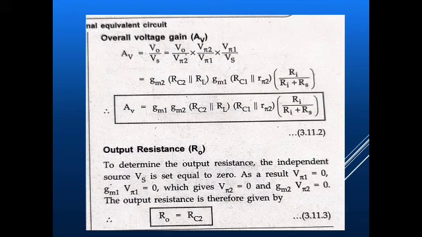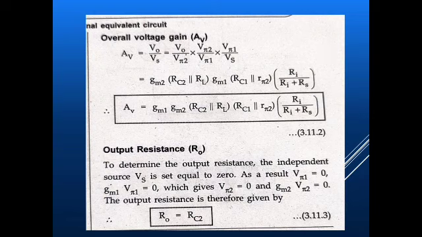So that V0 by Vs can be obtained by multiplying these three values that we have already derived. Substitute the values V0 by V pi 2, V pi 2 by V pi 1 and V pi 1 by Vs. Then we are getting the overall voltage gain AV as GM1 into GM2 into RC2 parallel with RL, RC1 parallel with R pi 2 into Ri divided by Ri plus Rs. And the output resistance, that is the resistance of the second stage, R0 is given by RC2.